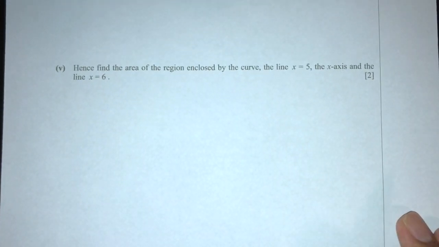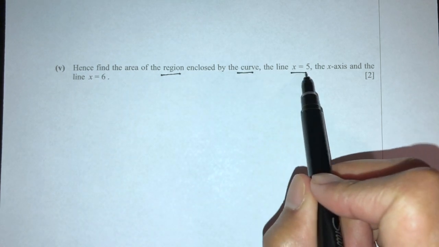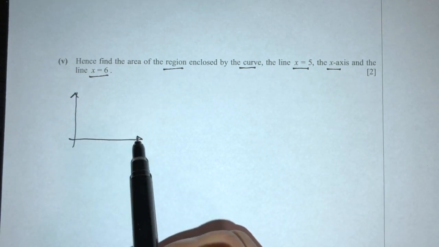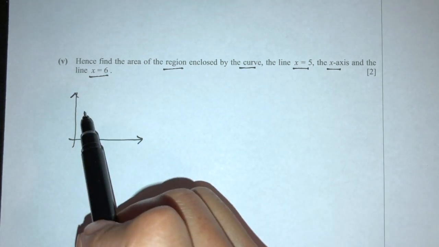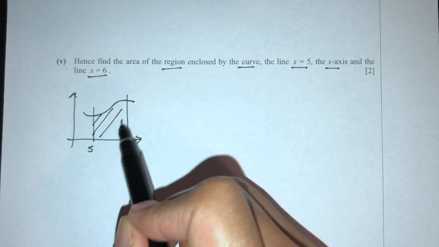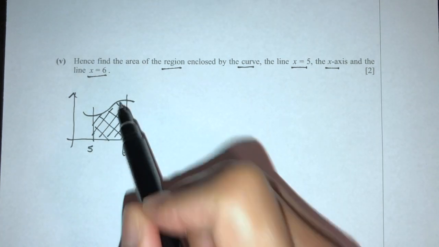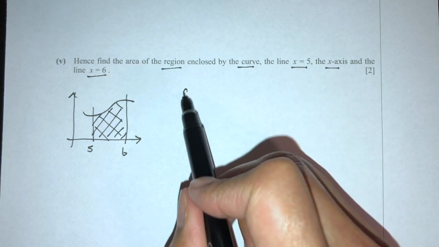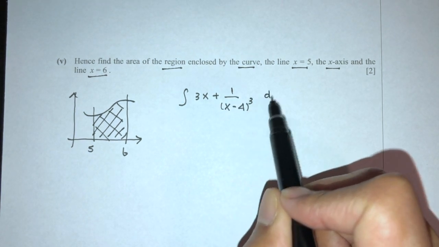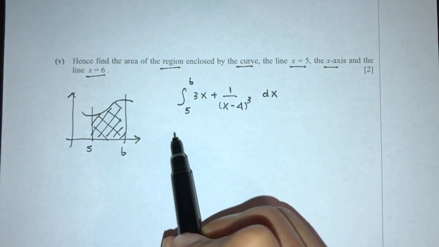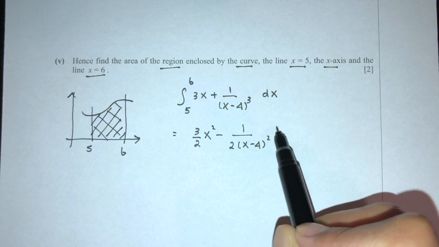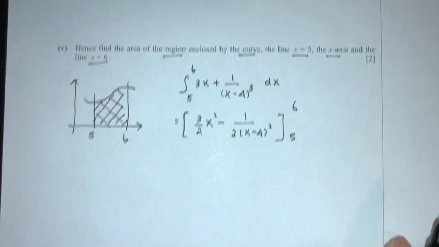Now for part 5, hence find the area of the region enclosed by the curve and the line this, the x-axis, and this. So basically we are trying to find, for example, if that was your graph, let's say your shape will be like this, and this is 5 and this is 6. You want to find the area enclosed by this. Okay, so let's do that. You will have the integration of the curve, 3x plus 1 over (x minus 4) cubed dx, for the limits of 5 and 6. This is equal to 3 over 2 x squared minus 1 over 2(x minus 4) squared between 6 and 5.